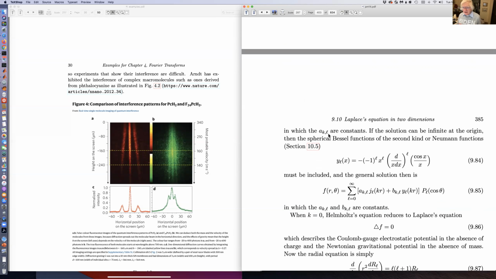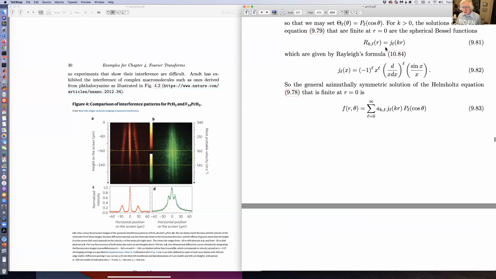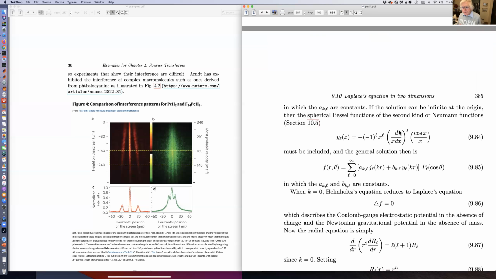The a_kl then are constants, and it's a linear equation, so you can add all sorts of solutions. That's what we've done here in this sum. We've added up all these different solutions. The solution can be infinite at the origin, and there what one is dealing with is, for example, trying to do the physics outside of a certain sphere. Well, if you're talking about the region outside of a sphere, you don't worry about the behavior near r equal to 0, near the radius equal to 0.